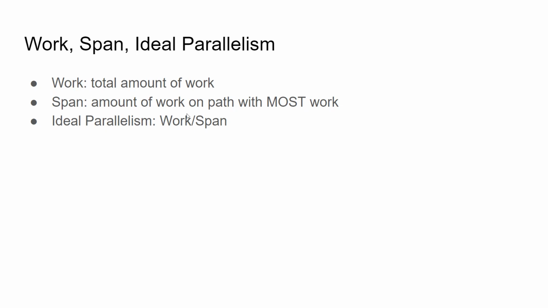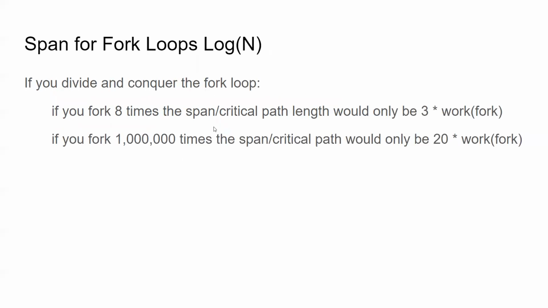And rather critically, your ideal parallelism, or the best you can possibly hope for, is going to be work divided by span. This makes sense because you're always going to be waiting around for this longest critical path to finish if it's got a set of dependencies and a whole bunch of work on it.